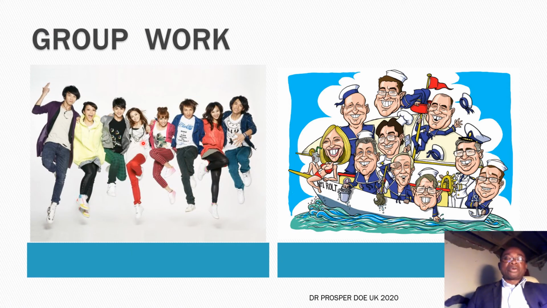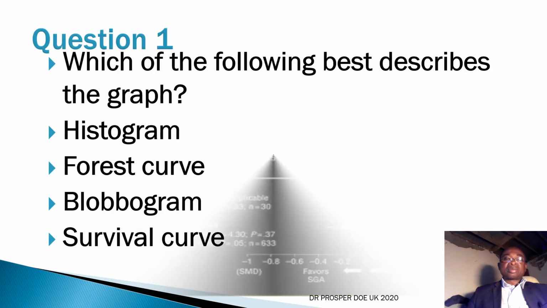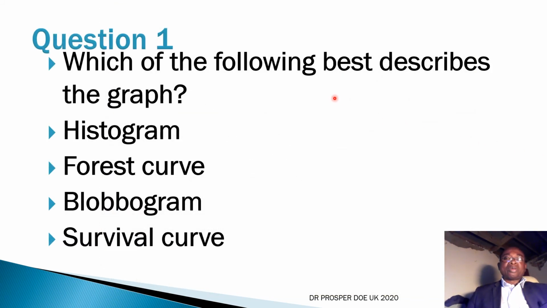Now some time for group work. This is a graph which the group work will be based on. Take a good look. Which of the following best describes the graph? Is it a histogram, forest curve, globogram, or survival curve?